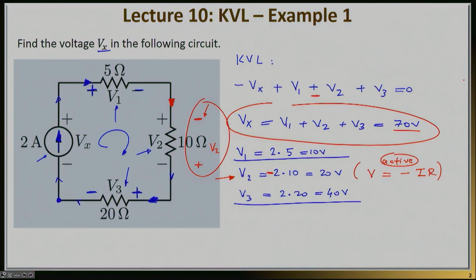So in this example, you have seen a good way to apply KVL for a simple loop, and you have seen how careful you have to be with the passive or the active sign convention when you apply Ohm's law to find voltage drops across resistances.